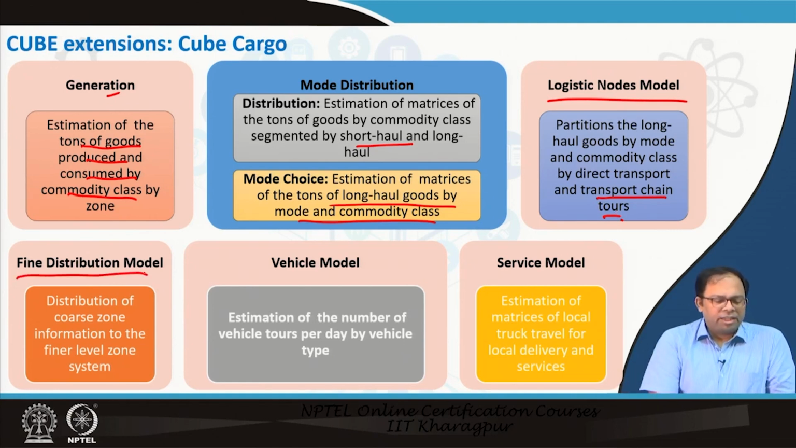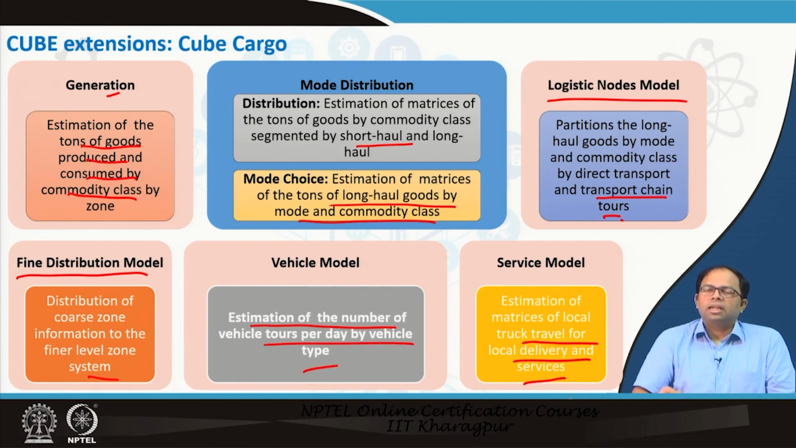Then we have a fine distribution model. This is for distribution of coarse zone information to the final level zone system, and this is for micro level modeling, that is within a zone, how to move within a zone and so on. Then we have the vehicle model, estimation of the number of vehicle tours per day by vehicle type, like different types of trucks and so on. Then we have the service model, estimation of matrices of local truck travel for local delivery and services. There are certain local deliveries that also take place, so that also could be modeled. So this is how Cube Cargo could help in freight planning.